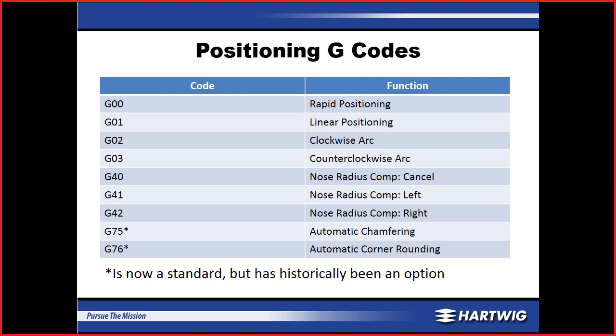G75 and 76 historically have been an option on older controls, but on the P300 control, it is a standard. This is automatic chamfering and automatic corner rounding. It is a great function to be able to break a sharp corner within the program, do some deburring while you're turning the part, and save the operator some additional operations when the part comes off the machine.